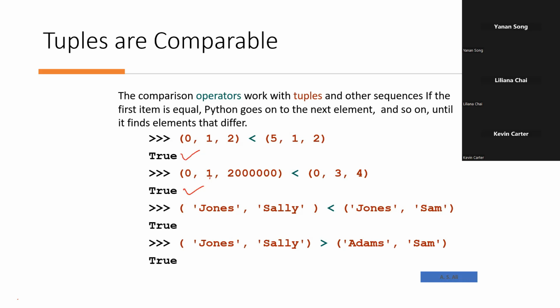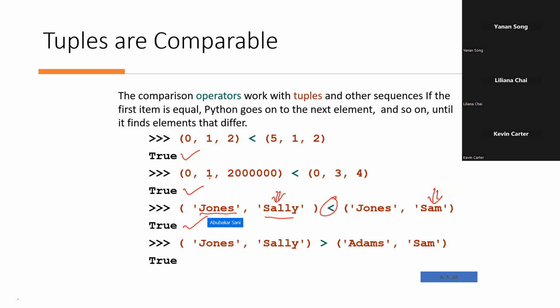Okay. Then look at this one. John, Sally, John, Sam. Okay. So since these are strings, if you use less than, it will check using alphabetical order. John and John are the same, but Sally and Sam, L comes before M, right? L comes before M. So S-A, S-A, L, M. So since L is less than M, it is true.